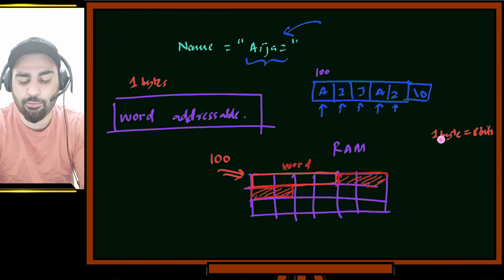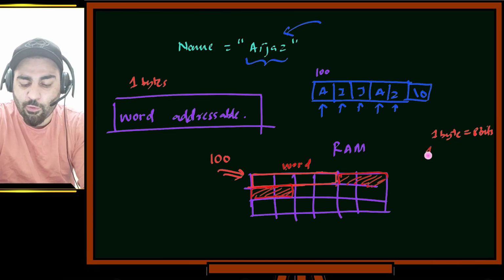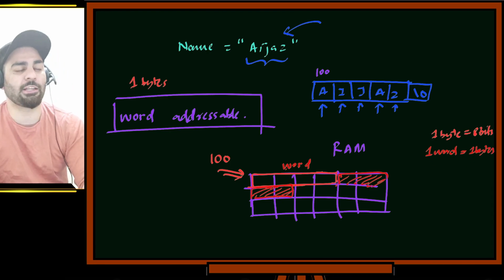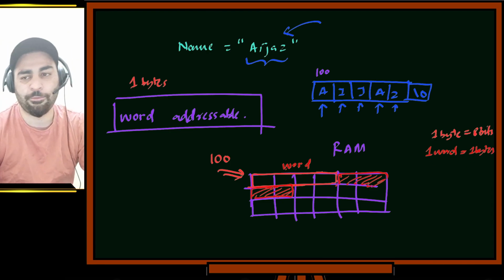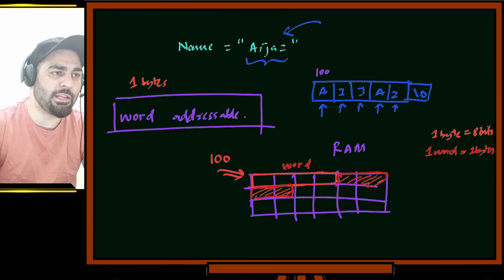Once you define the word, I said 1 byte is equal to 8 bits. So if you have 8 bits, that's called 1 byte. Let's suppose our one word is also equal to 1 byte. But it depends on the architecture, on the inventors, or on who programs this. They can also have, let's suppose, 2 bytes in one word. So usually the memory is word addressable.